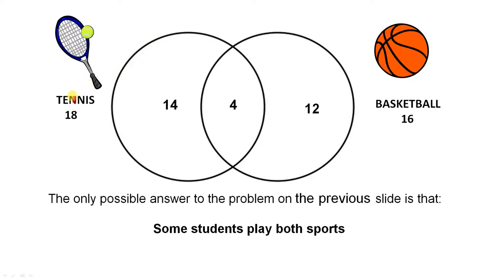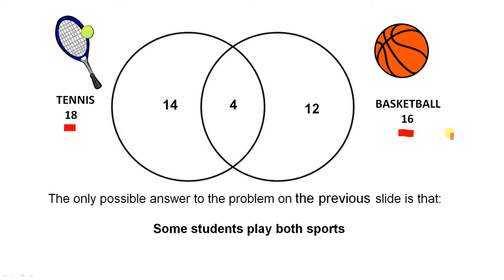In the class there are 18 students who play tennis, and there's a nice tennis racket with a ball. There are 16 students who play basketball, and there's a beautiful basketball. If you add 18 and 16 together, you get 34 students. However, there are only 30 in the class.